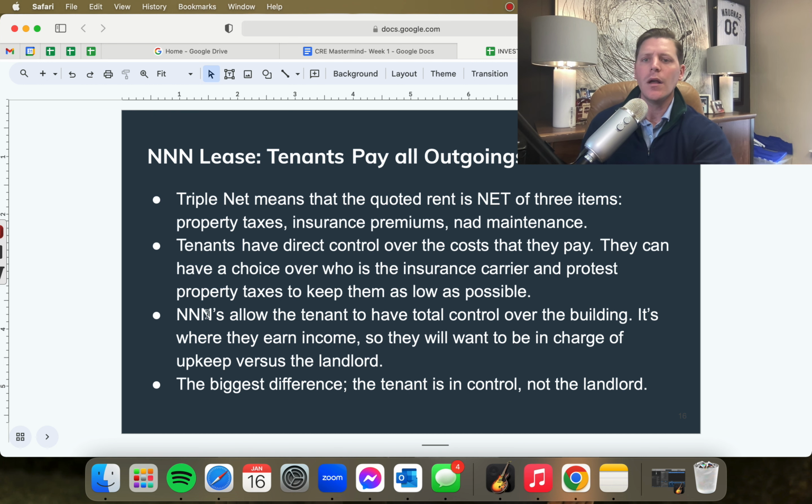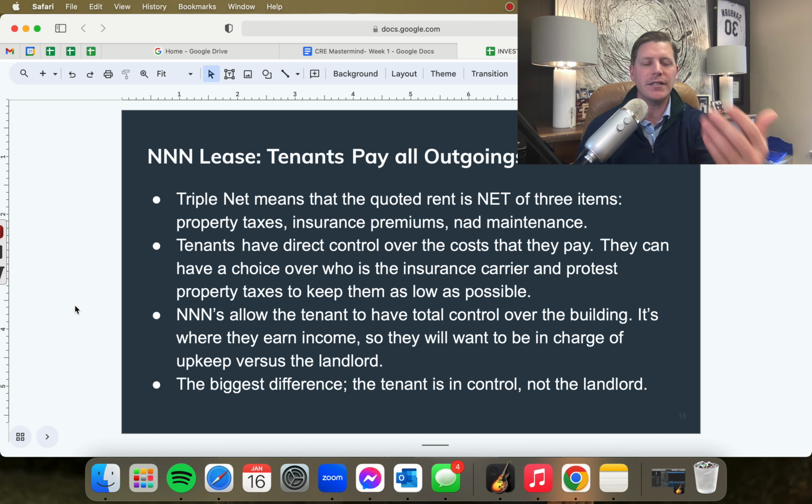So these triple nets allow the tenant to have total control over the building. It's where they earn their income, so they want to be in charge of the upkeep versus the landlord. So again, to go back to that Dr. Smith example of that dentist, imagine if that was a gross lease and I was in charge of maintaining the building. You might have had this a couple times in your own single-family houses where you probably don't care. You care a little bit. You want to mow the yard and trim the bushes, things like that.